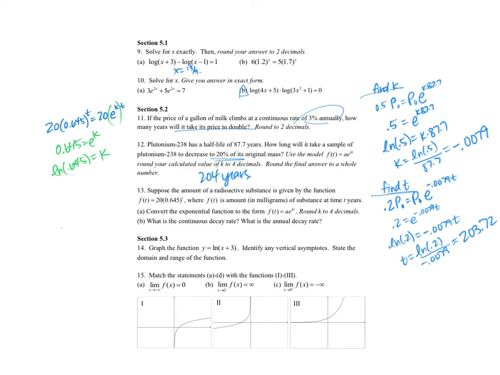So what is that? k is approximately natural log of 0.645, which is negative how many places? Round to 4 places: negative 0.4385. Okay, and so here is our form then. f of t is equal to 20 e to the negative 0.4385 t. Okay, then what is the continuous decay rate and what is the annual decay rate?